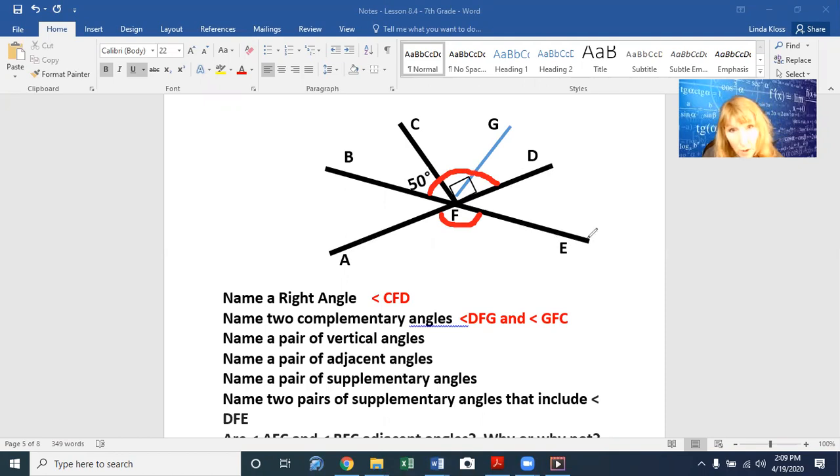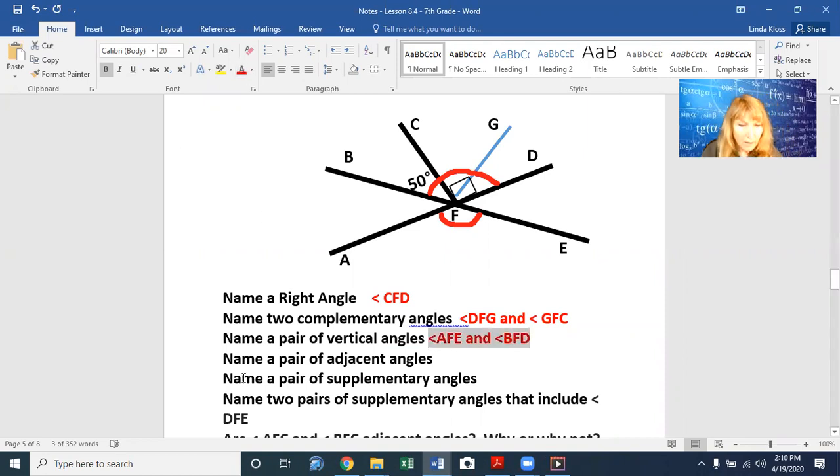See that? And they're also congruent. They're the same size. Same measurement. So name a pair of vertical angles. We had angle AFE and angle BFD. And I'll put that in red so you can see that.